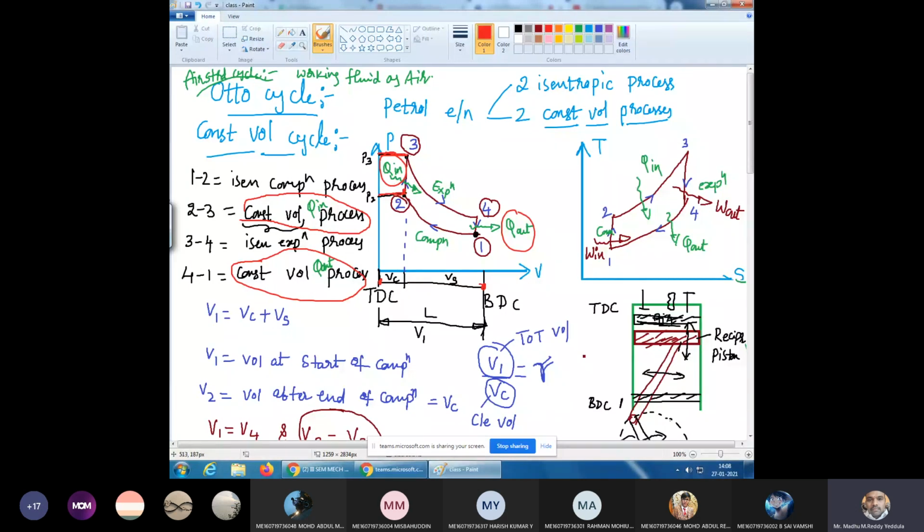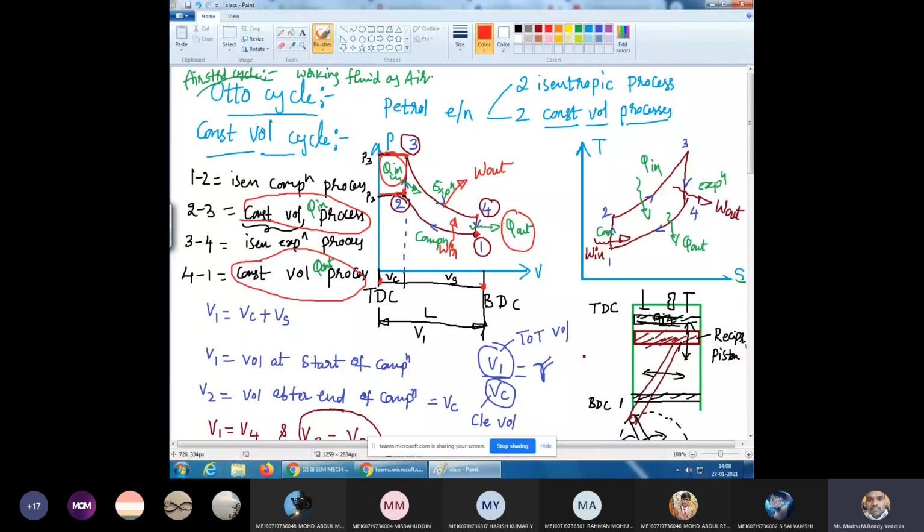Now at point 3, the expansion starts. Therefore the piston is moving from TDC to BDC. During this process, we can get the work output from the system. After the expansion, there is heat rejection of the exhaust gases at constant volume, 4 to 1. Again, 1 to 2 is the compression process, for which we require work. So this is the work in and work out. These are the 4 operations.